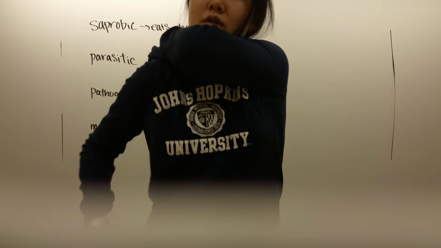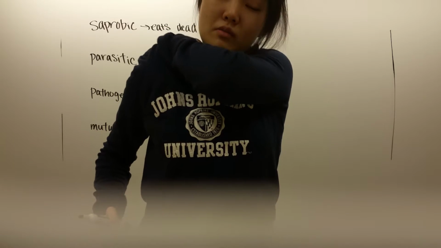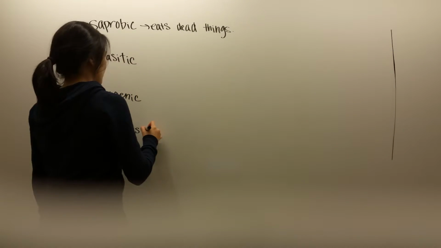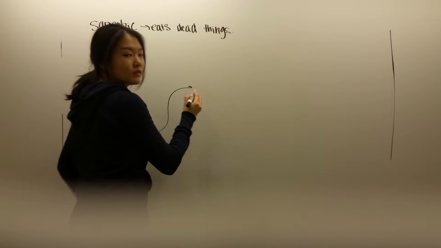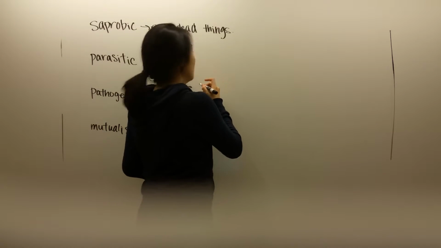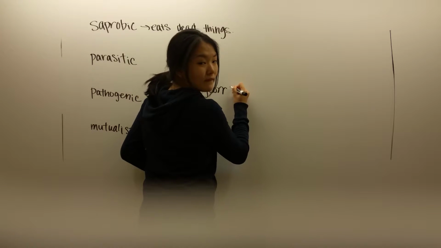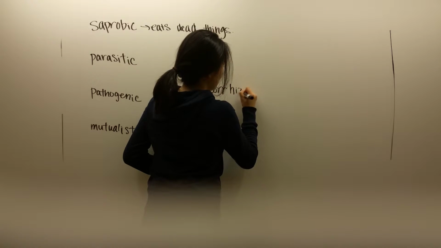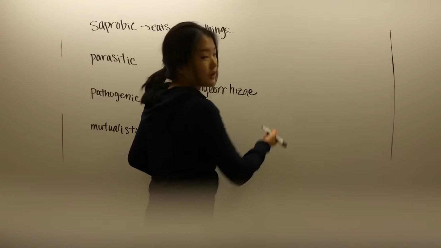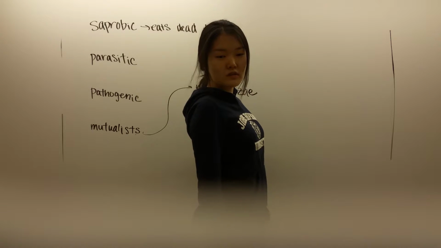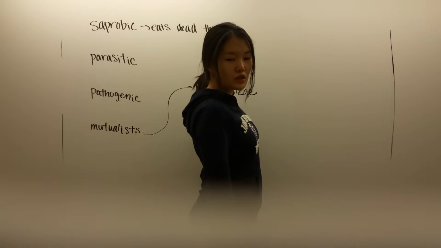So mutualists. Many fungi are mutualists, a relationship that benefits both partners. Two well-known examples. Mycorrhizae: associations between fungi and plant roots. Many vascular plants depend on these associations.